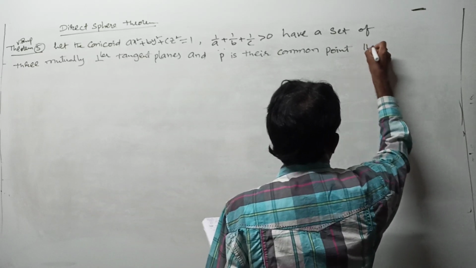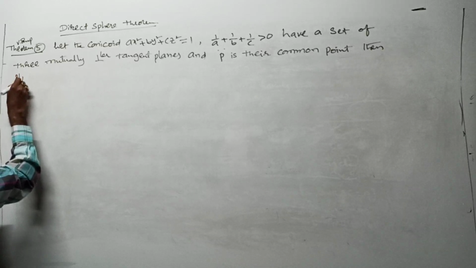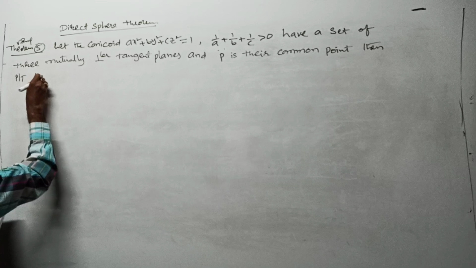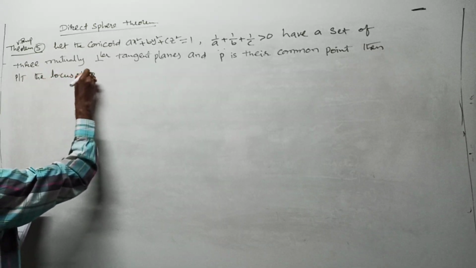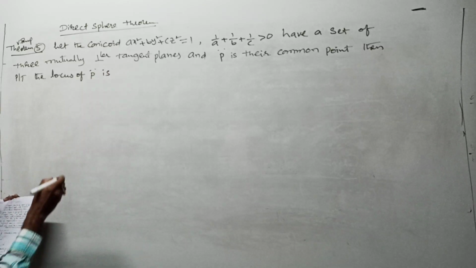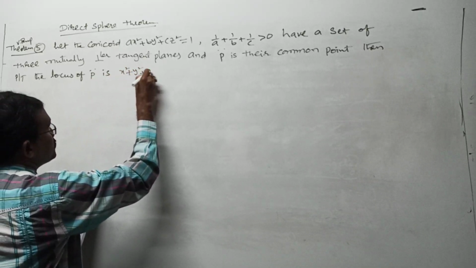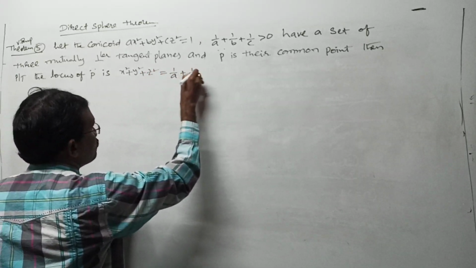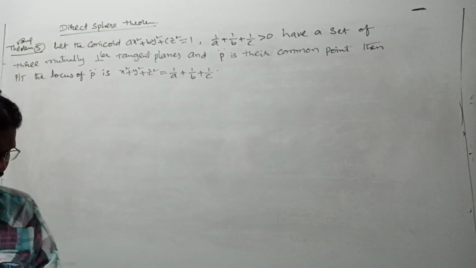Then prove that the locus of P is x square plus y square plus z square is equal to 1 by a plus 1 by b plus 1 by c. This is your Director Sphere theorem.